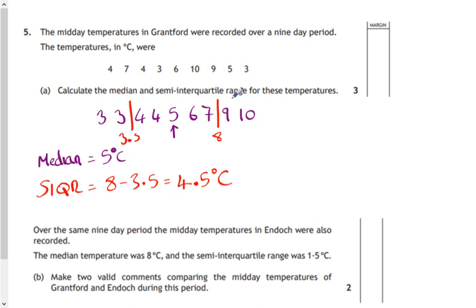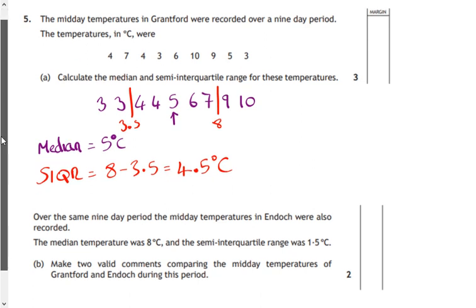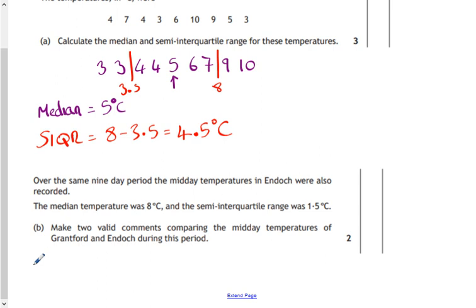4.5 degrees Celsius. Okay. Over the same 9-day period, the midday temperatures in Endok were also recorded. The median temperature was 8 degrees, and the semi-interquartile range was 1.5 degrees. Make 2 valid comparisons to the midday temperatures of Grantford and Endok.